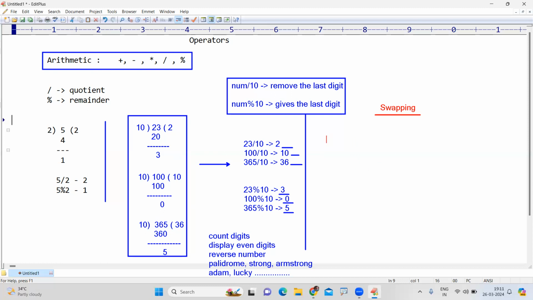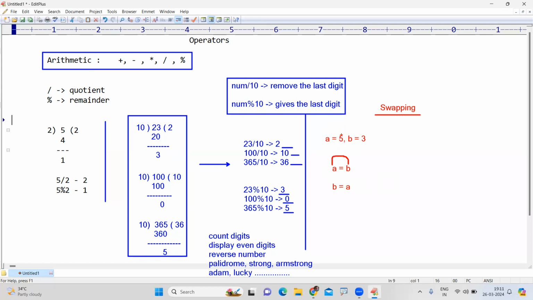Swapping means, suppose you take a value of 5 and b value of 3. Swapping means interchanging the values of a and b. Simply, you can't write a equals b and b equals a. Why? Because if you write like this, the b value will come and store into a.